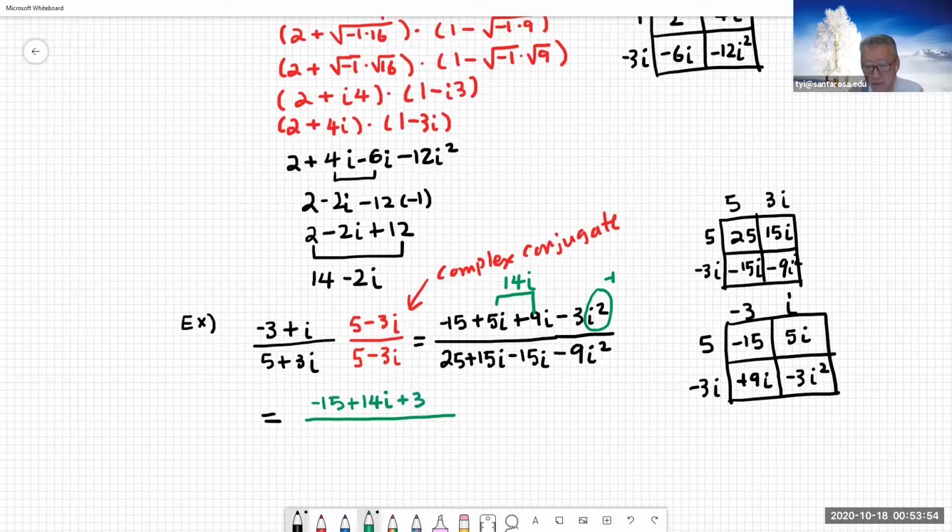And same thing down here, but the difference here is that the middle term drops off. So on the bottom here, you got 25, and i squared is going to be negative 1 again. So negative 1 times negative 9, you get positive 9. So on the top, combine the minus 15 and 3, you get negative 12 plus 14i. And the bottom is going to be 34. Okay.